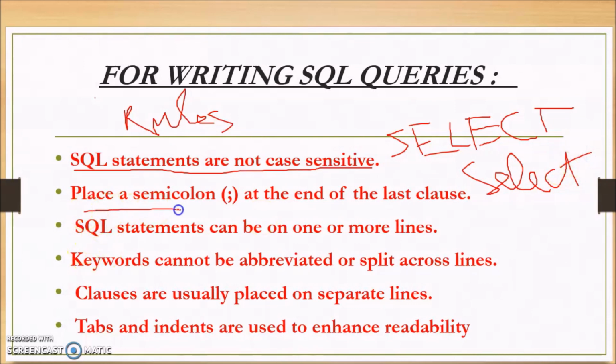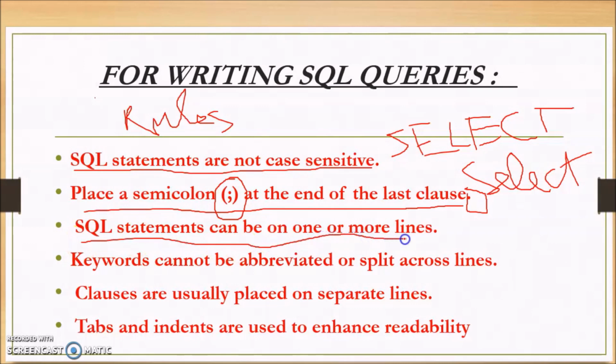Now next is place a semicolon at the end of the last clause. See, if we are writing some paragraph, we are always putting the full stop at the end. What this full stop mentions is the end of that paragraph or end of that line. So like for SQL queries, if I want to end, what I would use is the semicolon. Now next is SQL statements can be on one or more lines.